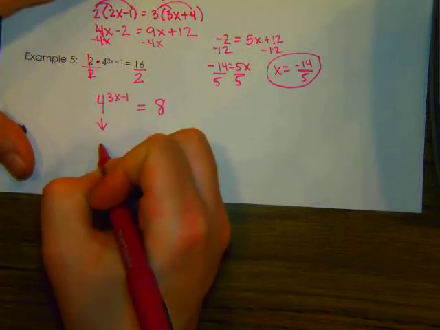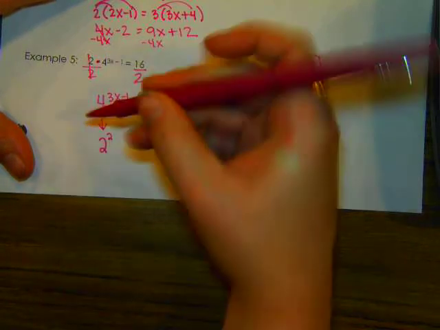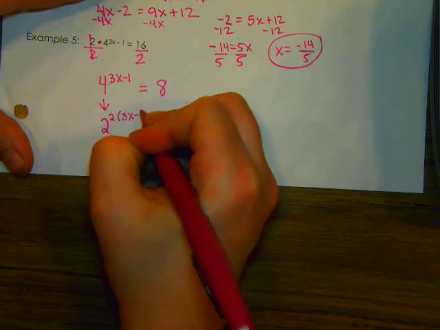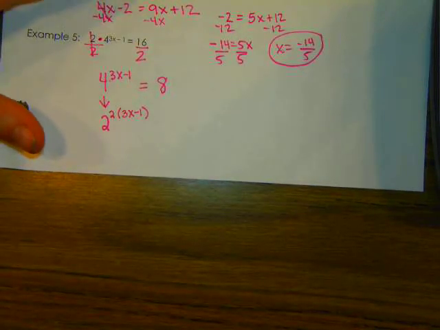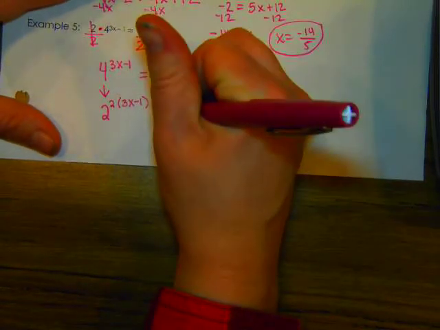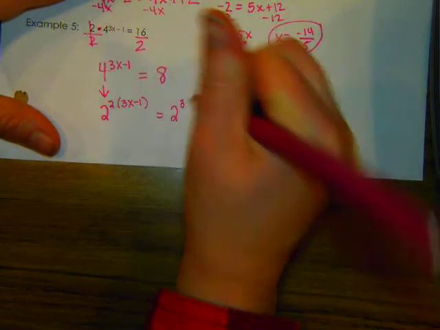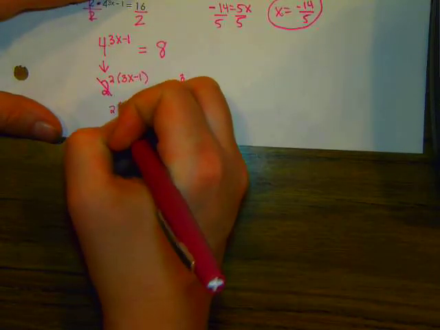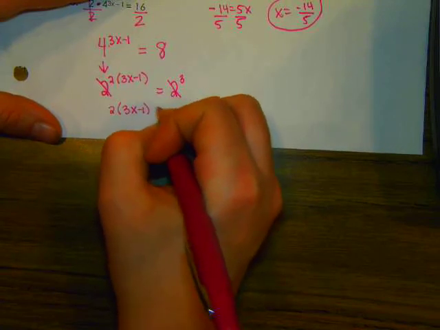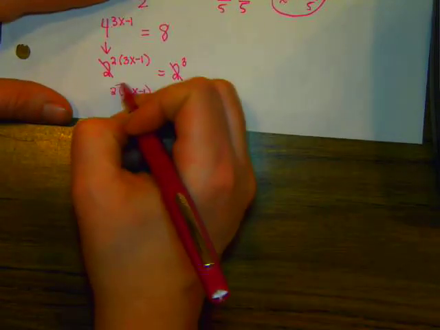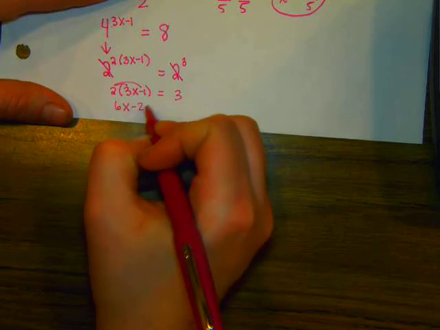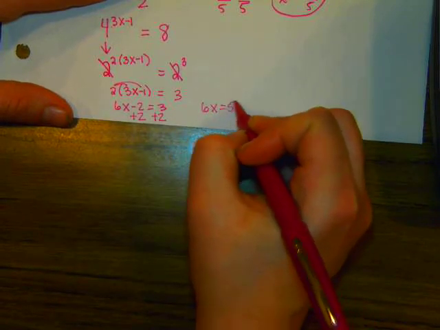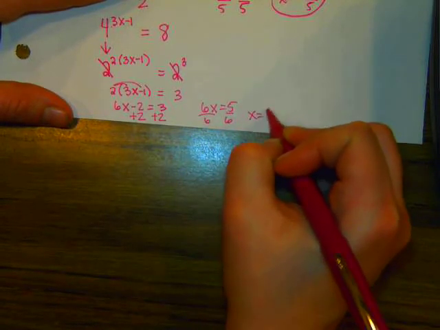Let's change both of these into 2. So 2 squared will replace the 4, because that's equivalent. The exponent stays in the exponent. Just put the parentheses there. And 2 to the third is the 8. And now that we have a common base, I can cross it off, and I can leave it as 2 times 3x minus 1 equals 3. Do distributive property, and solve. And then divide by 6, and x equals 5/6.